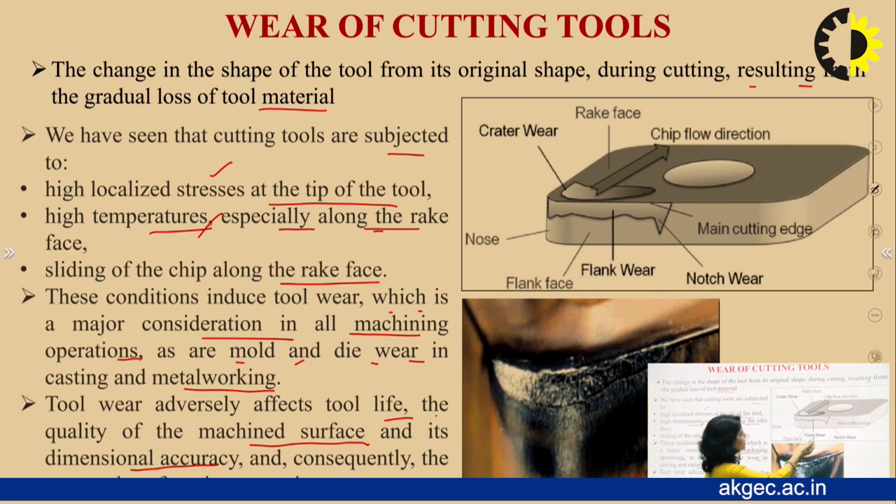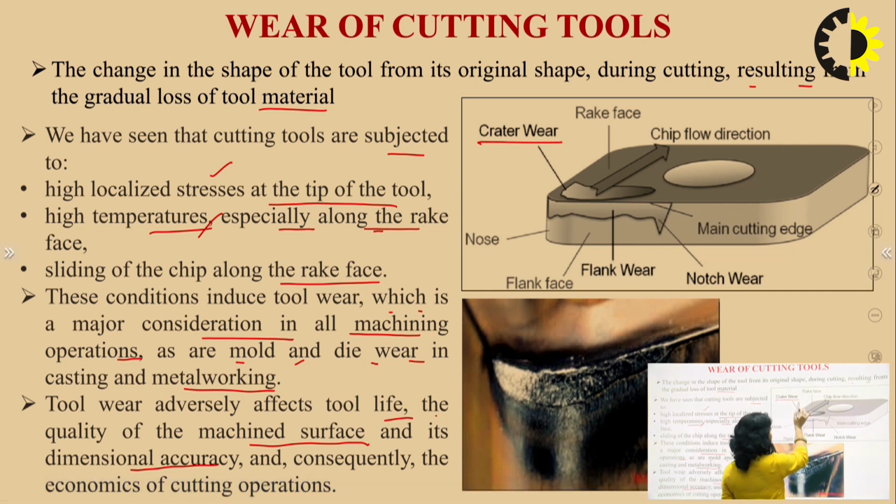We can see in this diagram that this is our tool. Basically we are talking about the single point cutting tool, and this is the rake surface. Rake surface or rake face is the face over which the chip will slide or flow. You can see here, this is the chip flow direction, this is the rake face, and this is the crater wear. Different types of wear are there. In the coming slides we will discuss all the tool wears one by one.